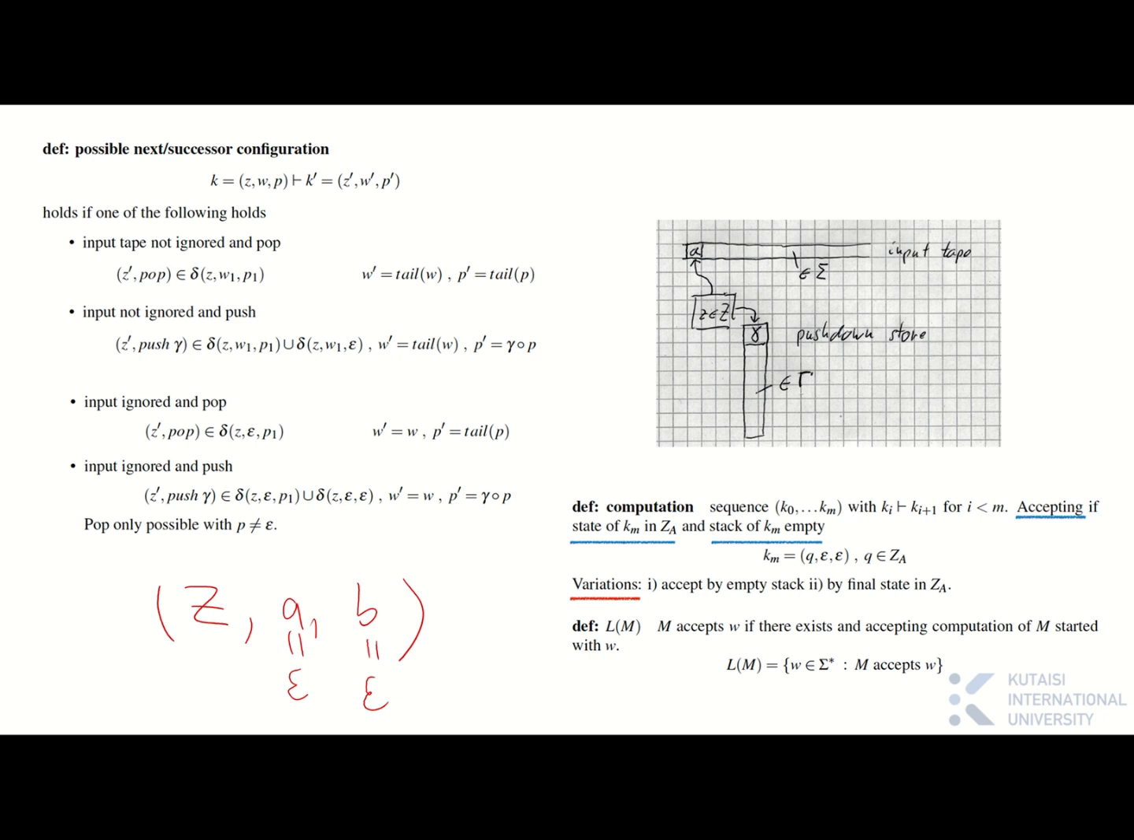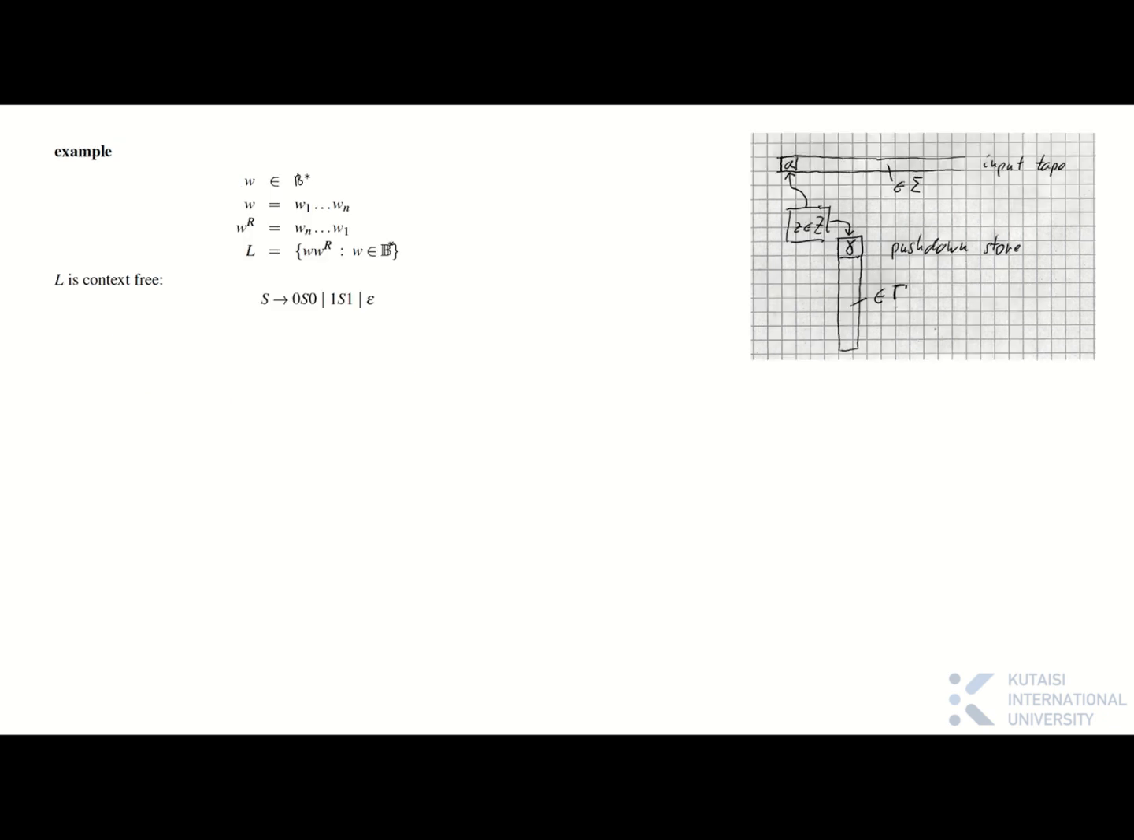So you cannot accept in the middle without reading the input. This is what it's saying. And L(M) will be all languages accepted by your machine M. So all strings accepted by your machine M, those strings are in your alphabet sigma. And we will want to prove that the languages accepted by these machines are context-free. And let me just give you one more example and we conclude with this.